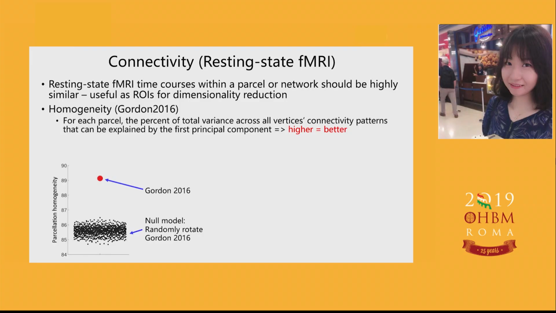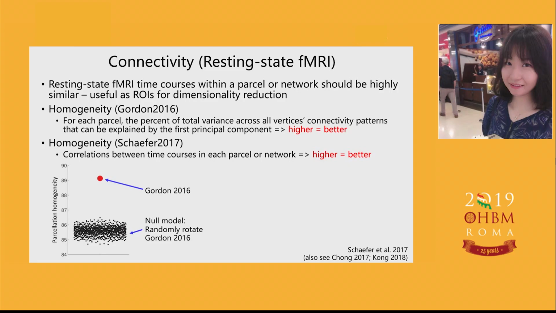model. This null model is very useful because, as we know, different parcellations could have different numbers of parcels. Therefore, it makes sense for a parcellation with small parcels to have higher homogeneity. So you have to look at the null model to see how much you can improve compared with the null model by using your parcellation.